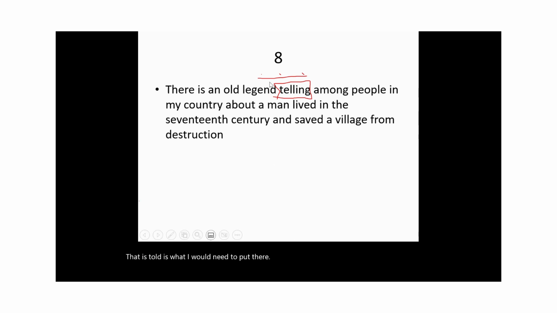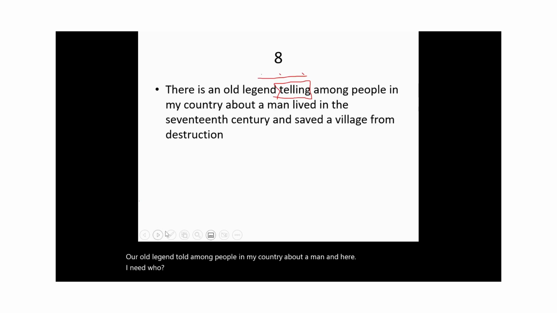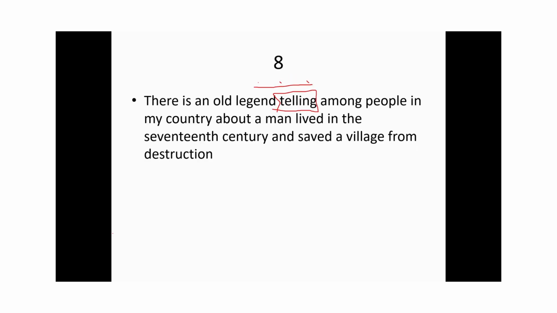Okay, so there's an old legend told, or I could reduce that to just told. There's an old legend told among people in my country about a man, and here I need who. Who lived in the 17th century and saved a village from destruction.